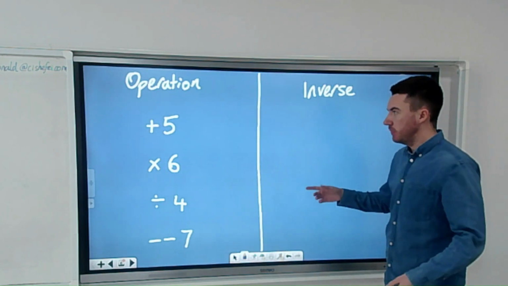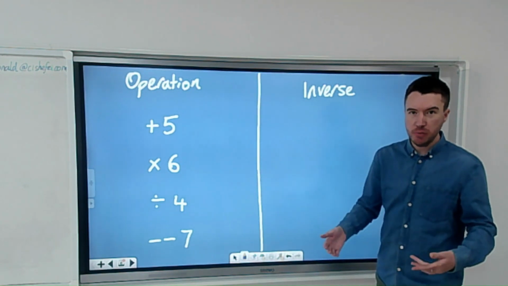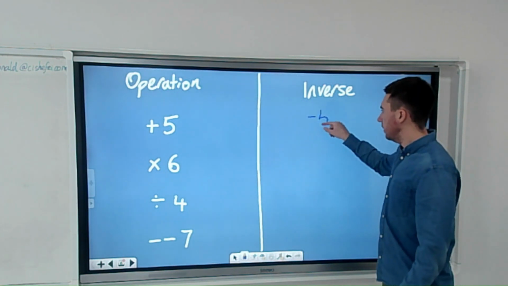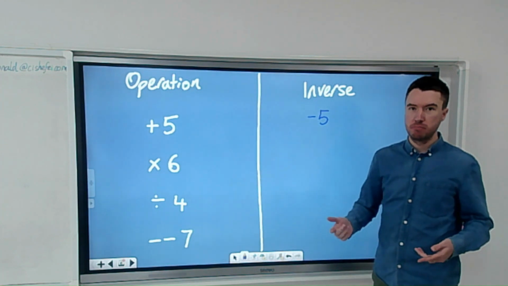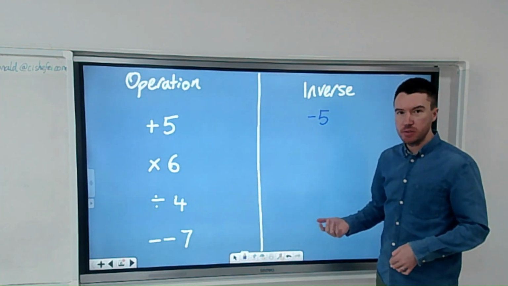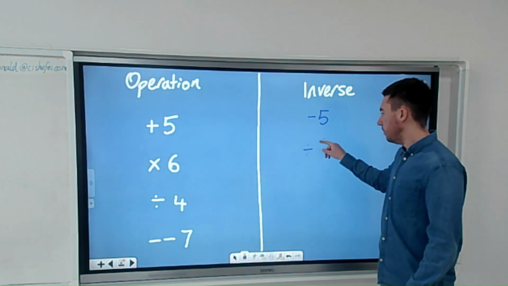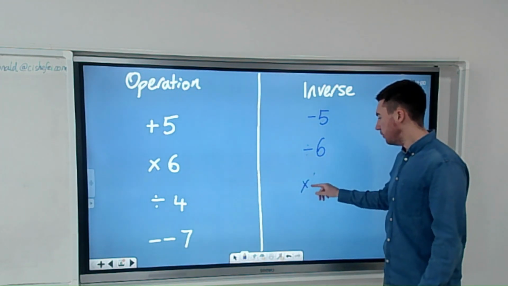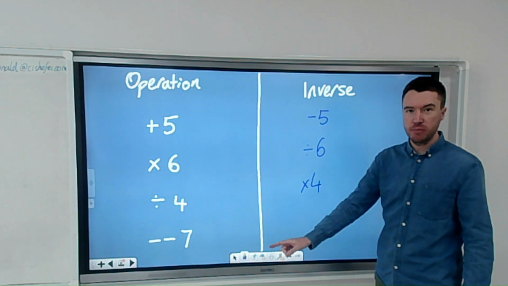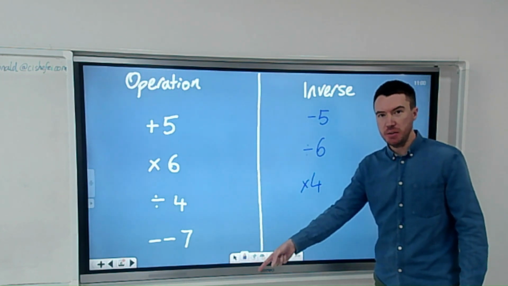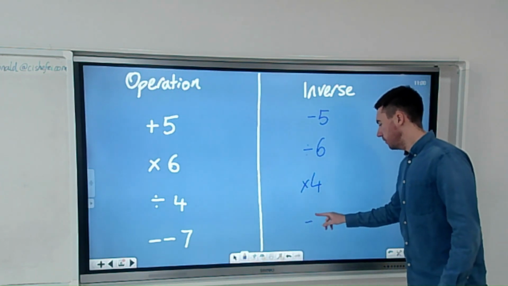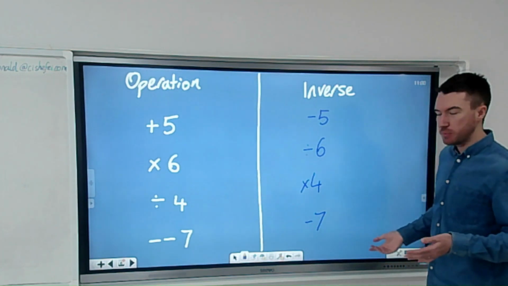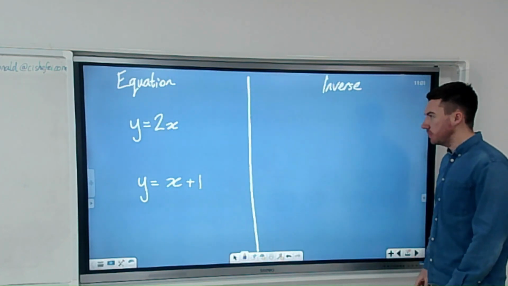So the opposite, or the inverse, of adding 5 is taking away 5. The inverse of times 6 is divided by 6. The inverse of divided by 4 is times by 4. And the inverse of taking away 7 is adding 7. Okay, and we can apply this to functions as well, equations.